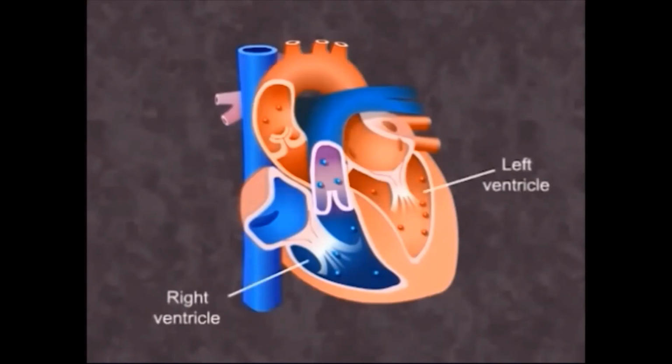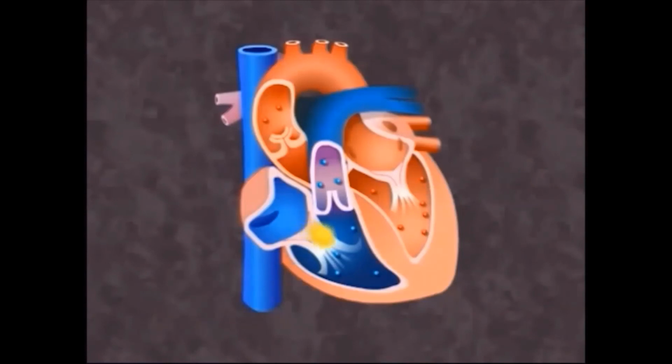Deoxygenated blood from right atrium reaches the right ventricle. Oxygenated blood from left atrium flows into left ventricle. Now the ventricles are filled with blood. The AV node, which receives the action potentials from SA node, conducts those impulses through bundle of His and Purkinje fibers. When the action potentials reach the ventricular muscles, they stimulate the contraction of ventricles.